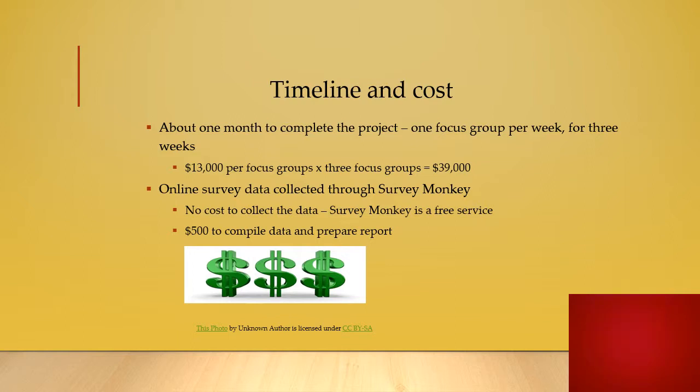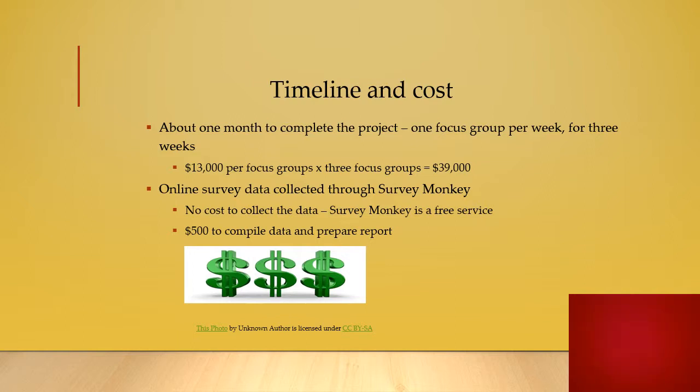So what is all this going to cost, and what kind of timeline are we looking at? I would anticipate about 1 month to complete the project, maybe a little longer than that, but let's say about a month. 1 focus group per week. 3 focus groups, so 3 weeks would be the total time for the focus groups. Cost for that, from what I found, is usually about $13,000 per focus group. We have 3 of them, so that's $39,000 there, if my math is right.